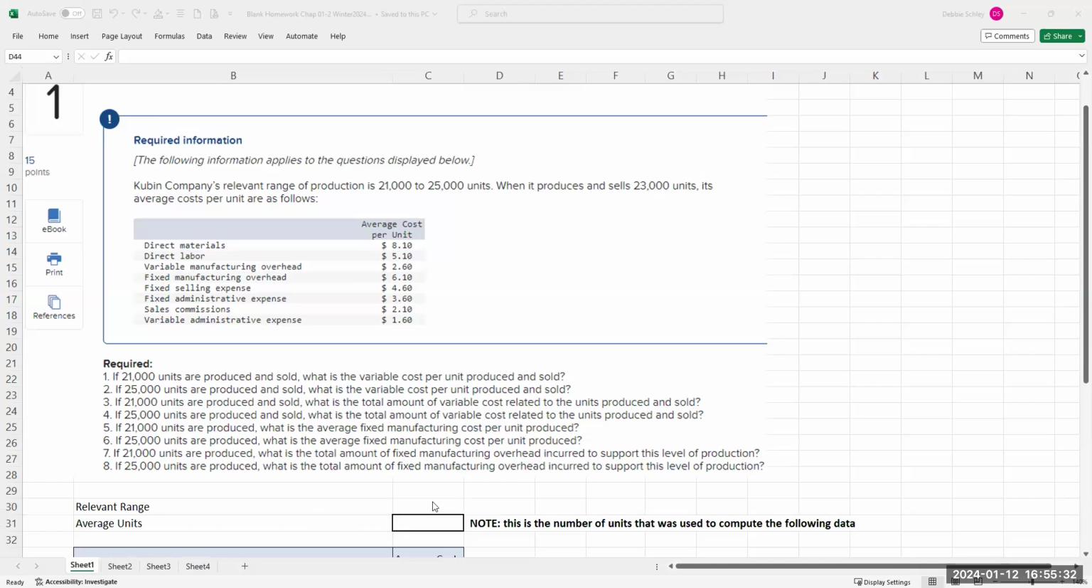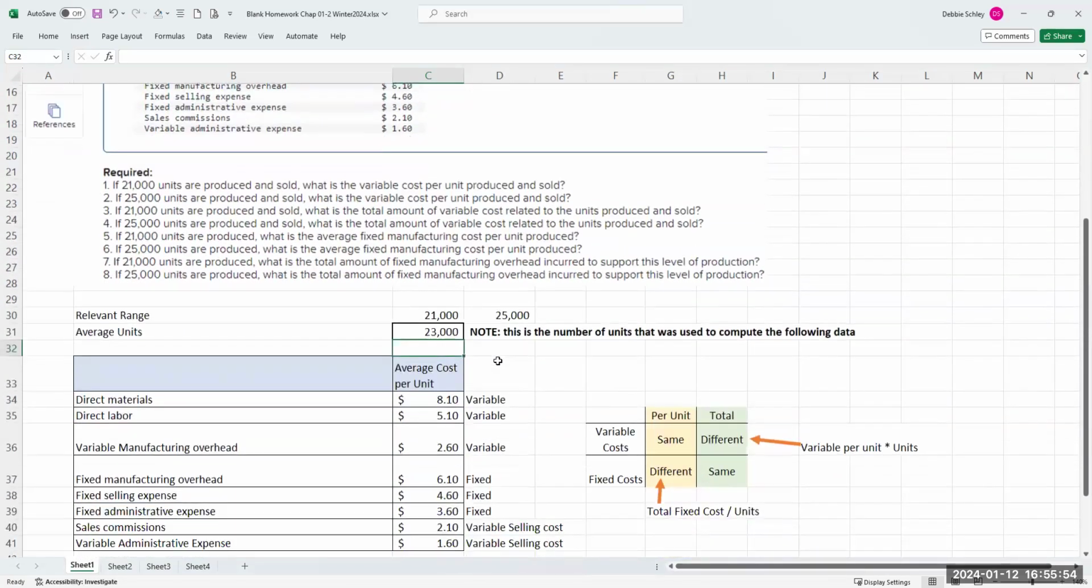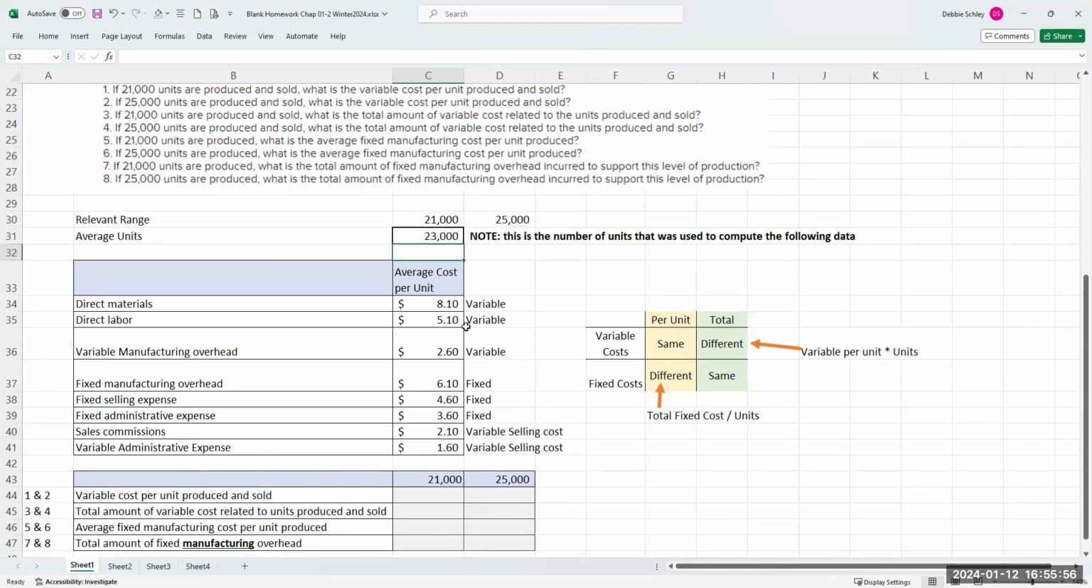So first, I'm going to put my relevant range is 21,000 to 25,000, and the average units 23,000. And that way, if I need to reference those numbers, I can. I just took this information that they gave me and copied it into Excel so that I can reference those numbers to complete the required things.